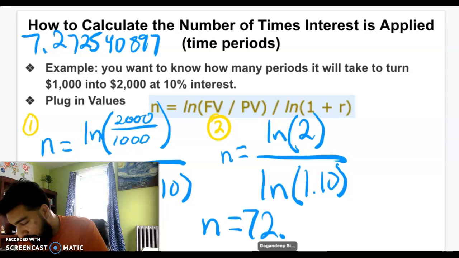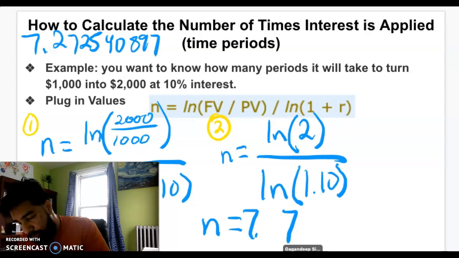I'm trying to erase this, but it's not working. I don't know why. Of course, now it erases.